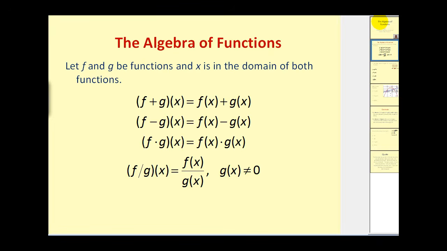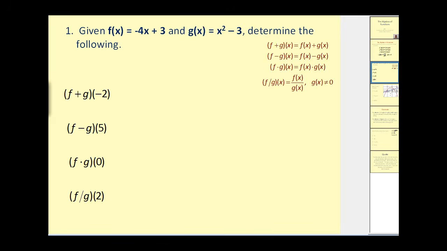If we let f and g be functions and x is in the domain of both, (f + g)(x) is equal to f(x) plus g(x), (f − g)(x) is equal to f(x) minus g(x), (f · g)(x) is equal to f(x) times g(x), and (f / g)(x) is equal to f(x) divided by g(x). So let's take a look at how we are going to use this.